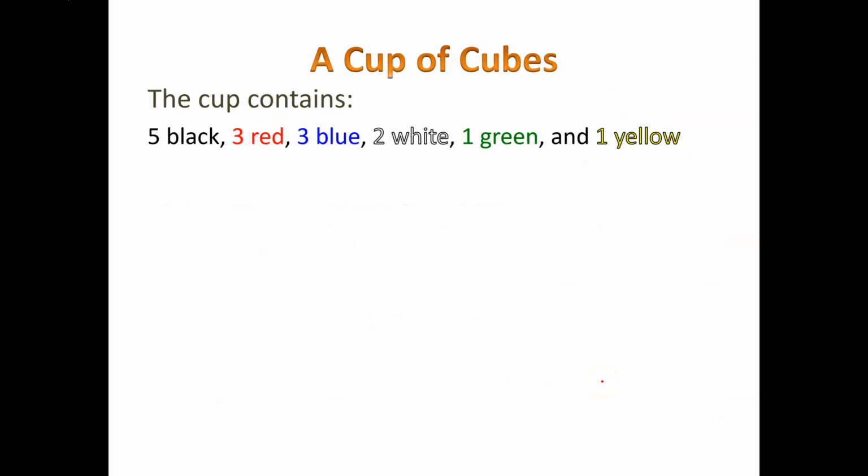And now for Mr. Hale's favorite probability demonstration tool, a cup of colored cubes, or a cup of colored marbles. This is the same cup of colored objects that we've had the previous two lessons. 15 total objects, 5 black, 3 red, 3 blue, 2 white, 1 green, 1 yellow. Let's talk about the probability of doing a red and then a blue. So what we're going to do, we're going to take our cup, shake it up, reach in, pull out a red. We're going to put that red marble back in the cup, shake it again, reach in, pull out a blue. What's the probability of that happening?